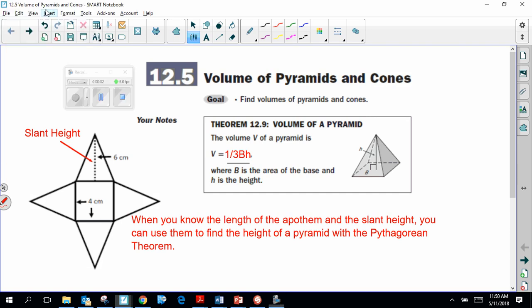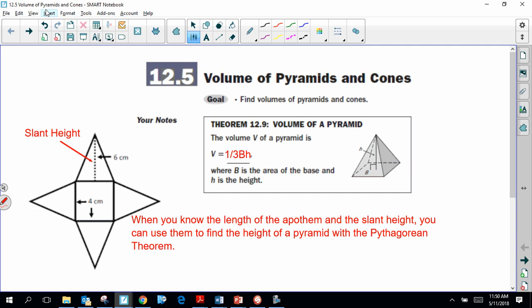Hey everybody, Mr. Piercy here, and what we're going to be taking a look at in this video is how to identify the volume of a pyramid or a cone. Now, the volume of a pyramid and a cone are pretty similar to what you would have had to do for volume of a prism or a cylinder.